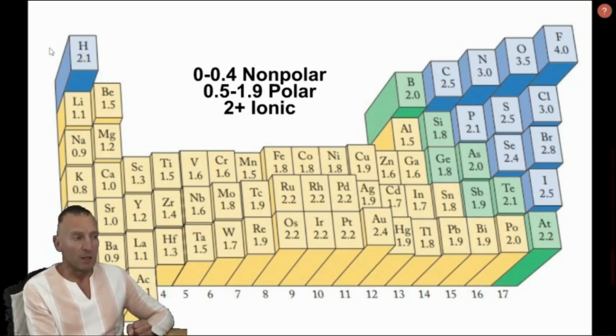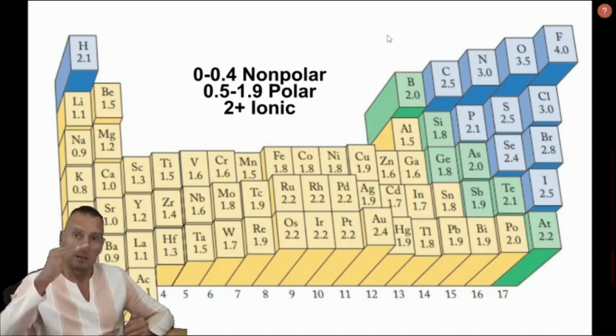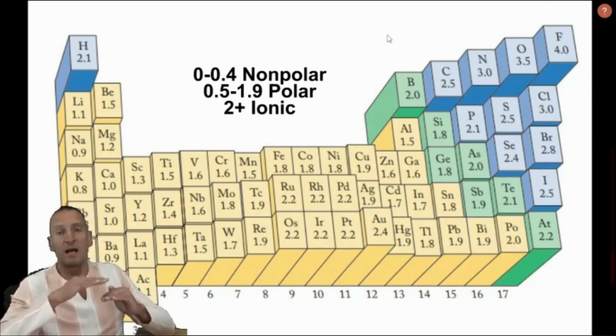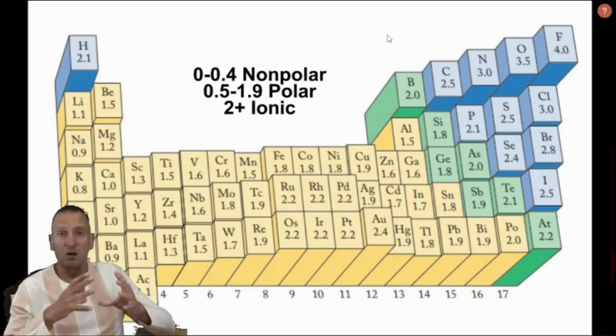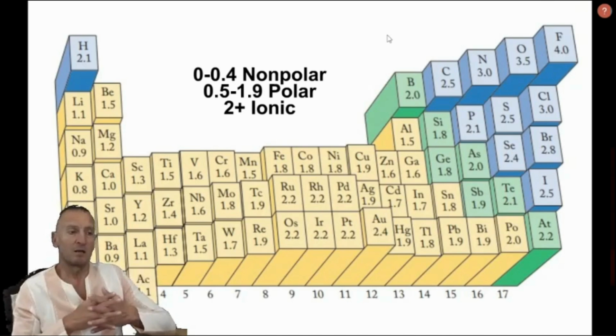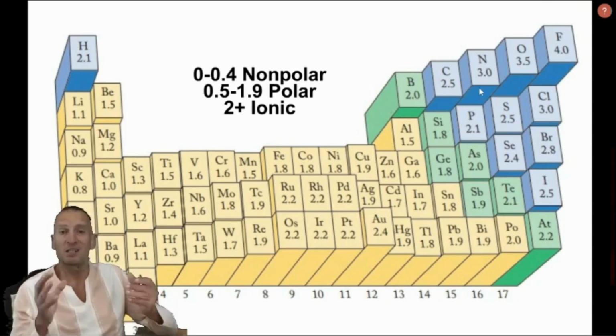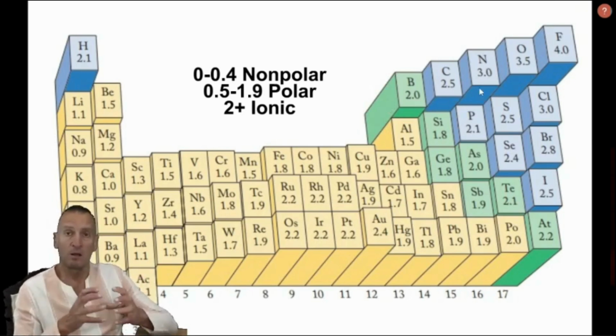Now this bonding has a difference of 1.4. It's above 0.5 and under 2. Above 0.5, including 0.5, and under 2, this is polar covalent bonding. Polar covalent bonding. This is what it is. Also, ammonia, for example nitrogen and hydrogen, 3 minus 2.1 is 0.9. It's again polar covalent bonding.